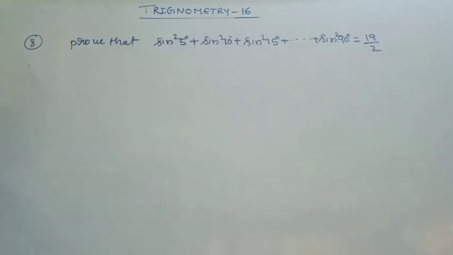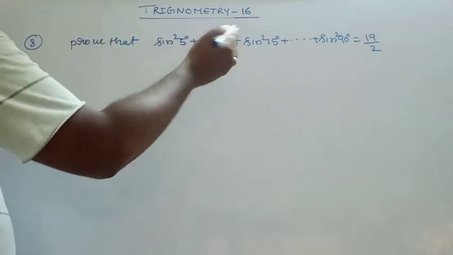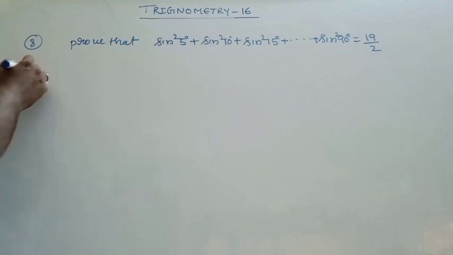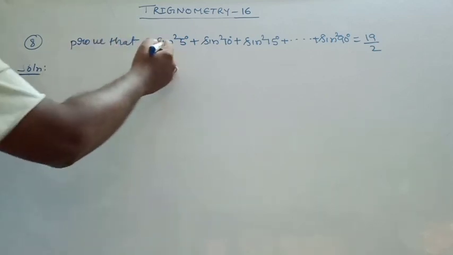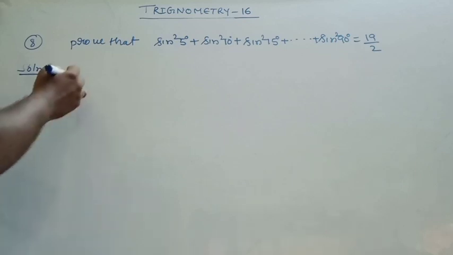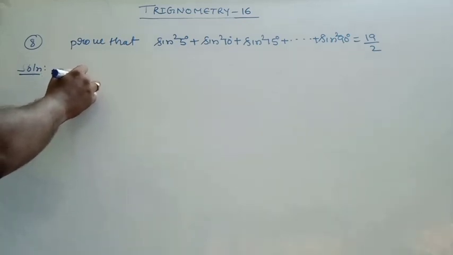Now we have one more problem. Prove that sin² 5° + sin² 10° + sin² 15° + ... + sin² 90° equals 19 by 2. You see how we will proceed with this problem. In the given problem, the value of sin² 90° becomes 1.